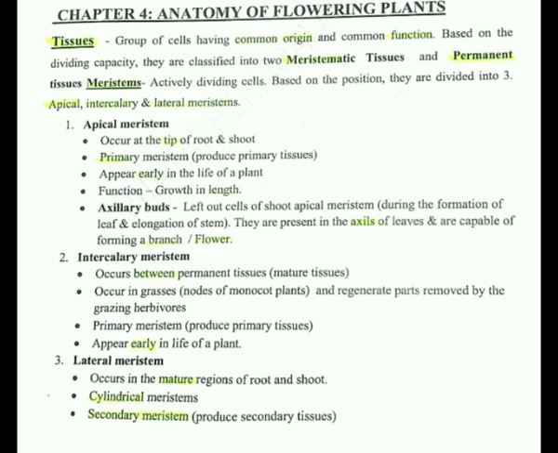Second one is intercalary meristem. About intercalary meristem, we should keep in mind four main words. First is between, second one is grass, third one is primary, fourth one is early. About lateral meristem, we should keep in mind three main words: mature, cylindrical and secondary. Then we can cover all the content of the chapter by these main words.